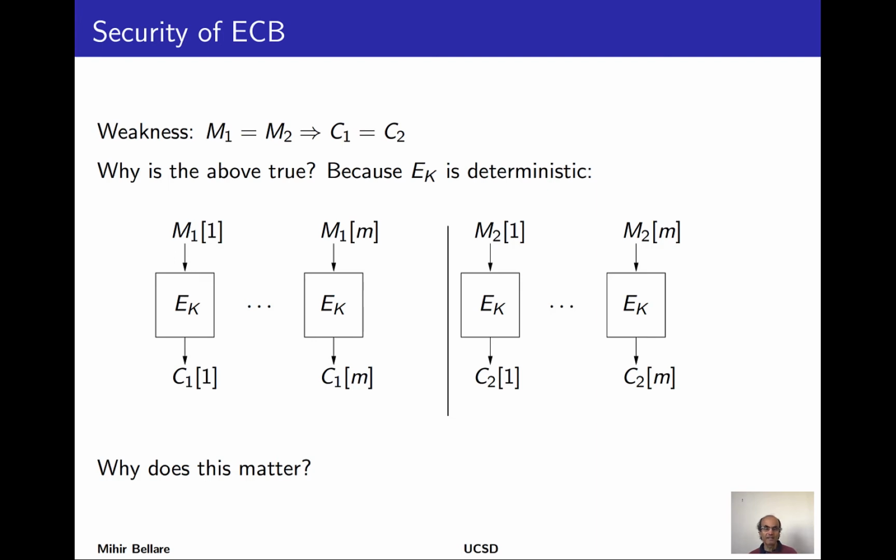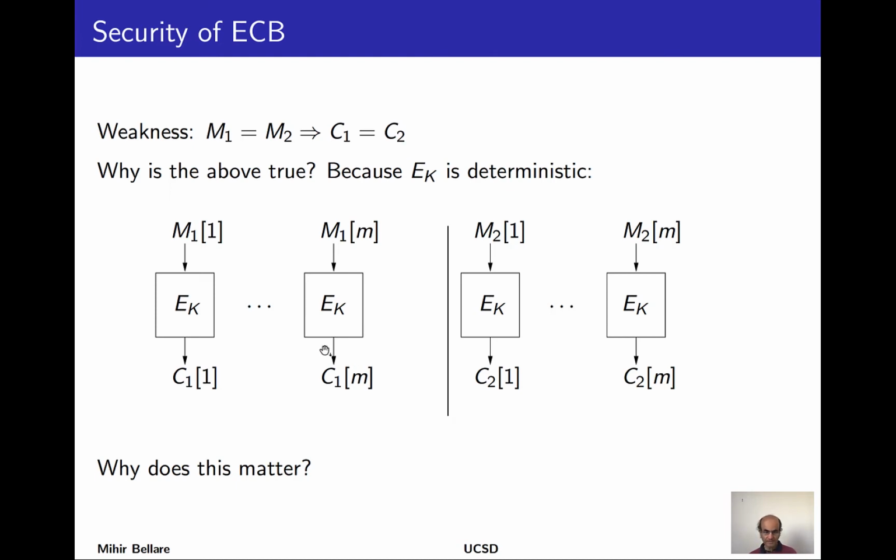One property that this encryption scheme, which we'll call electronic codebook mode, has is that if you twice encrypt the same message, you get the same ciphertext. Well, of course, since it's deterministic once you fix the key. So if M1 equals M2, each of them is some sequence of blocks, then C1 will equal C2.